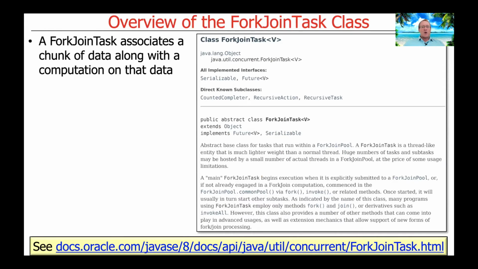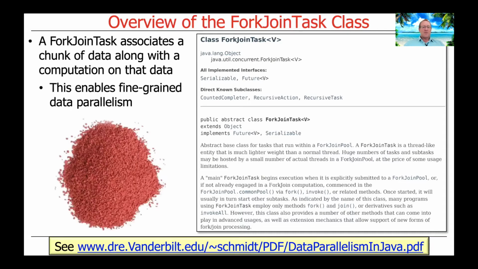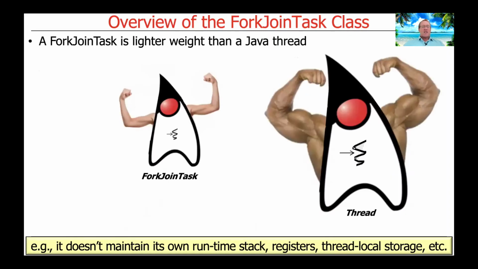So what is a ForkJoinTask? Well, a ForkJoinTask is a class that associates a chunk of data, which is really a subset of the overall data, along with a computation that can be performed on that data. And the purpose behind doing it this way is to enable so-called fine-grained data parallelism. So one way to think about this is a ForkJoinTask is sort of a lightweight Java thread.